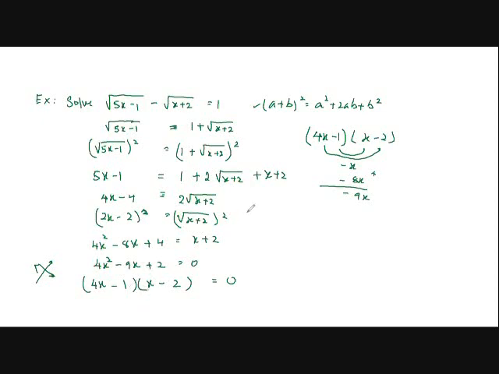So from this, we're going to have two answers. We have 4x minus 1 equal to 0, and on the other side x minus 2 equal to 0. So you have x equal to 1 over 4 and x equal to 2. Okay, so you have these two answers. But again, you have to check both of them to see whether they satisfy the original question or not, right?